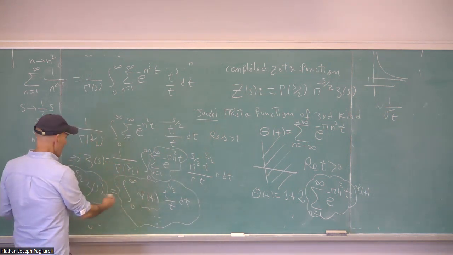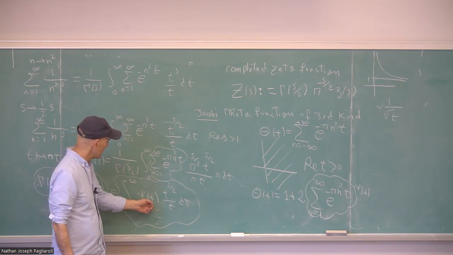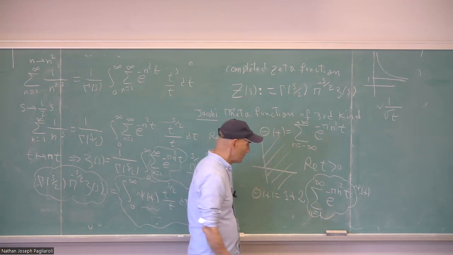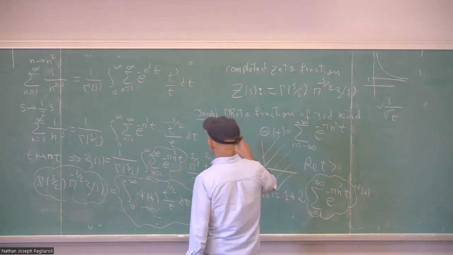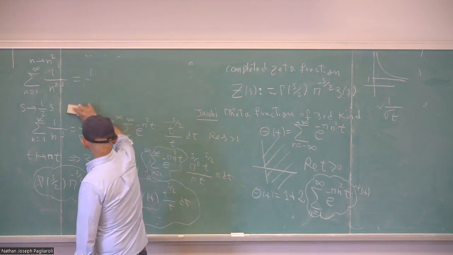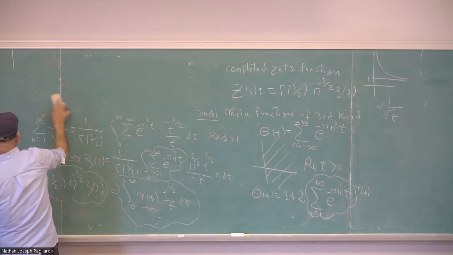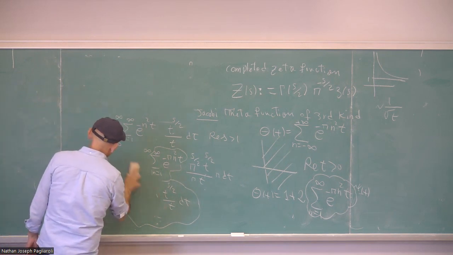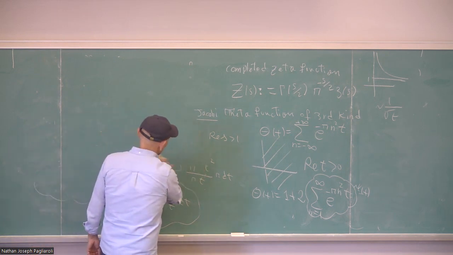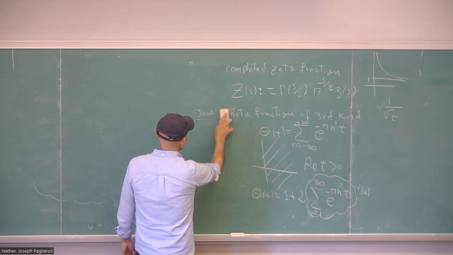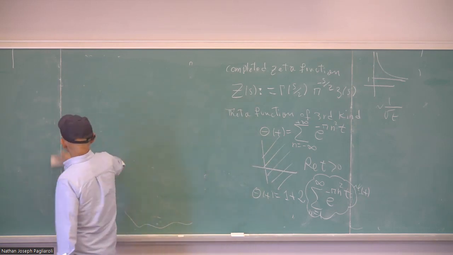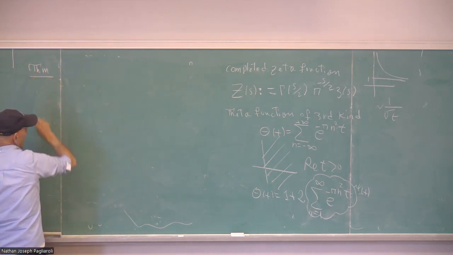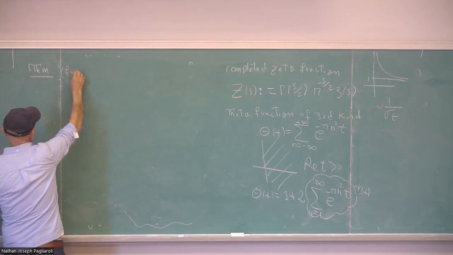Okay, so now we are here, and then what Riemann says is that I know a functional equation for theta. So let me write it down, and then we'll continue the proof. The next step is to use the functional equation for theta. Theorem: functional equation for theta.